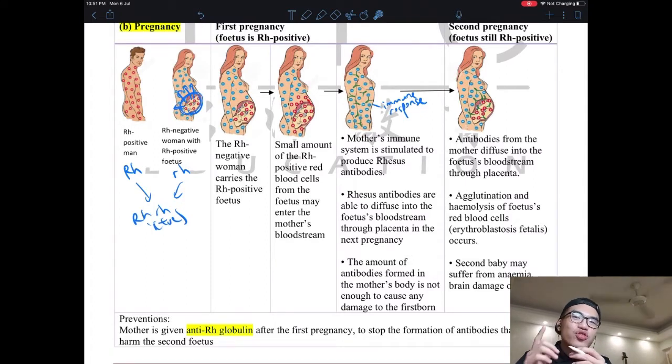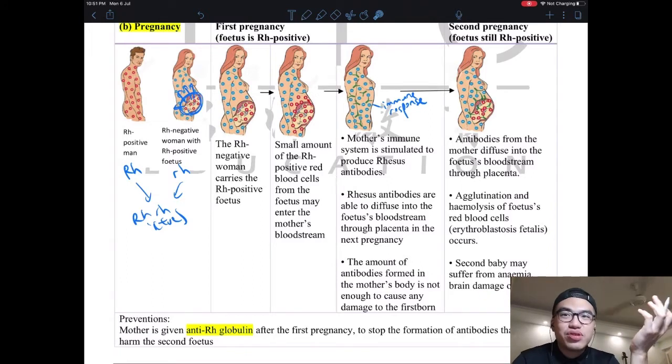So during the second pregnancy, the mother already has enough antibodies to attack the rhesus positive factor, and so this fetus will be in danger. If it's not so serious, it can cause anemia. If serious, it can cause brain damage because of lack of oxygen, because the red blood cells cannot work, so they cannot carry oxygen. Of course you will have lack of oxygen and brain damage, or in the worst case scenario, the fetus will die.